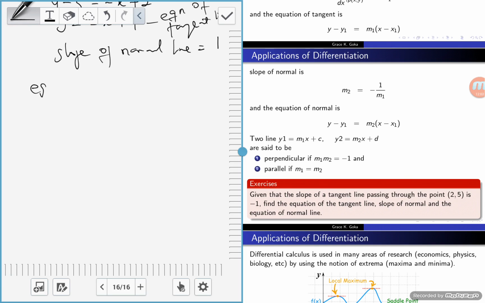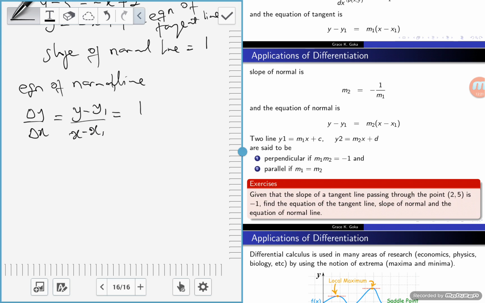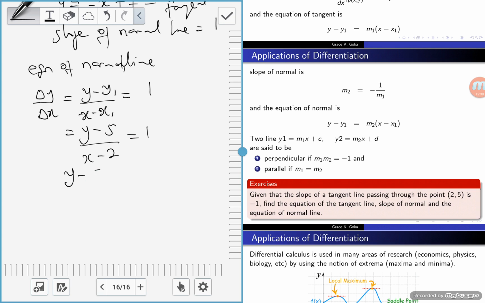And so to find the equation of the normal line, it means changing y over changing x, which is y minus y1 all over x minus x1, is equal to the gradient, which is 1. My y1 is 5, all over x minus 2, and this is equal to 1. Cross multiplication, and we have y minus 5 is equal to x minus 2. Therefore, my y is equal to x plus 3. And this is the equation of the normal. Okay.